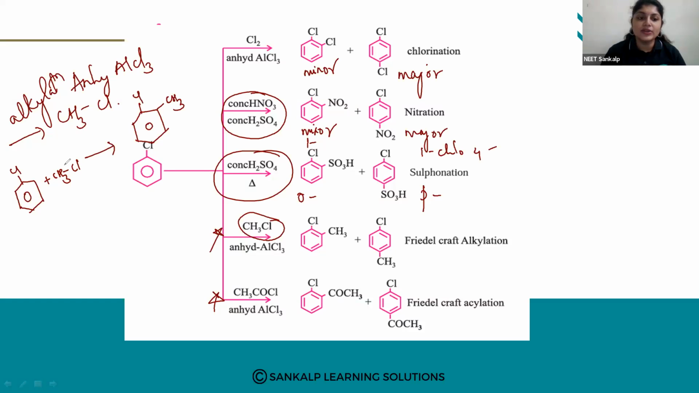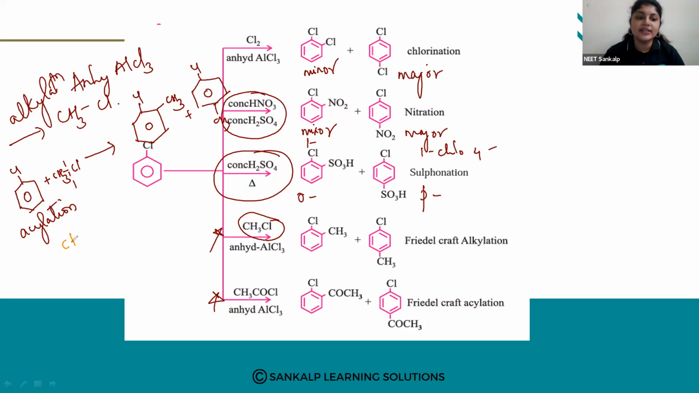CH3. Here this breaks here, so this is CH3, and one more product will be a para, that is CH3. So this is the alkylation. Now acylation. What is the difference in acylation? You have to add here.